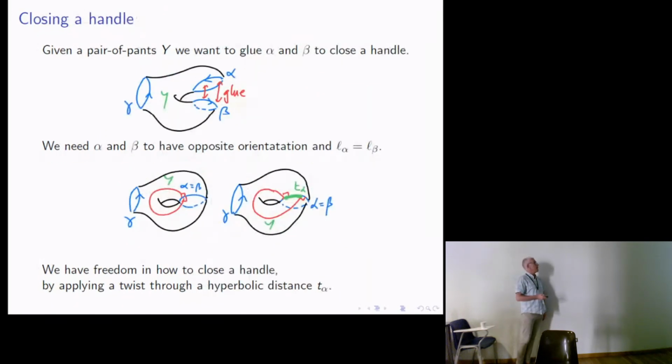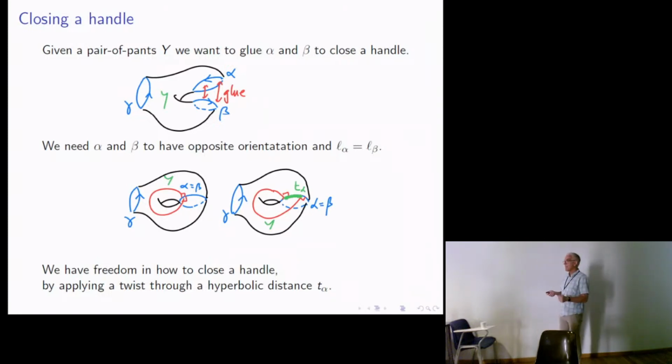Right, so the next thing we can do is close a handle, and for convenience I'm just closing a handle within the same pair of pants. I'm doing exactly the same as on the previous slide, except that I'm just taking two boundary components of the same pair of pants and gluing them together. So once again, we need them to have opposite orientation and the same length. And again, I can do a little twist there. If that's my reference surface, then I twist that.